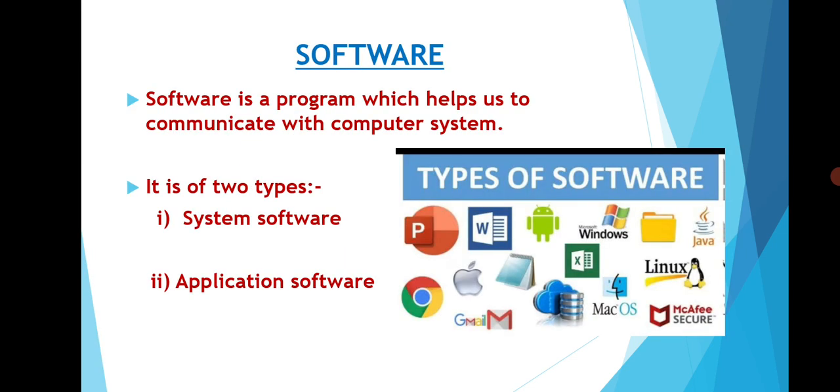Now class, you already know that a computer is made up of two things, that is software and hardware. Software is a program which helps us to communicate with the computer system. Now these softwares are basically of two types: system software and application software.